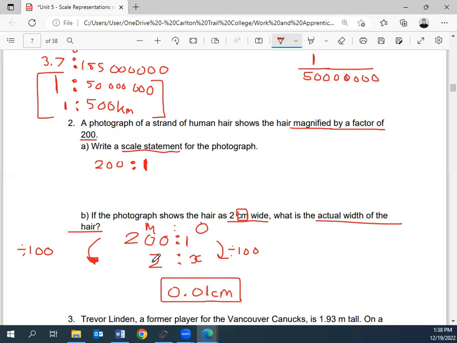Why is it always divided by? Because we're jerks.